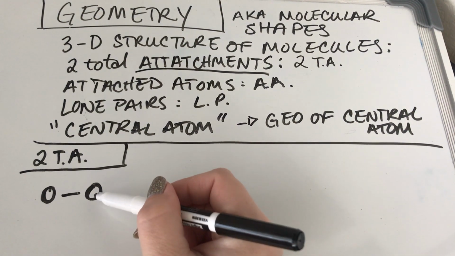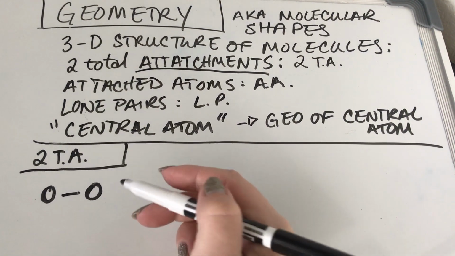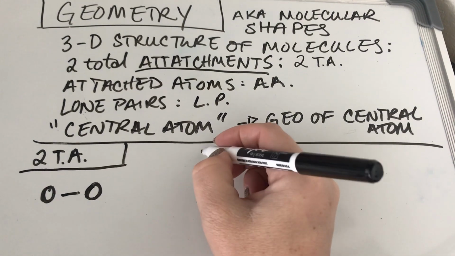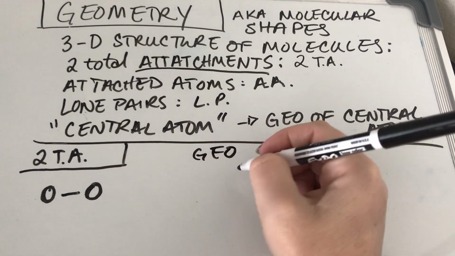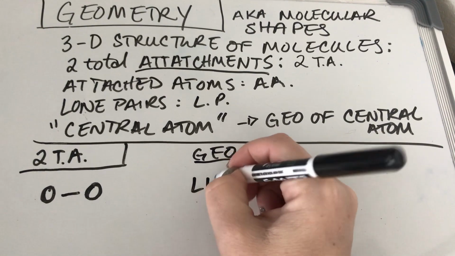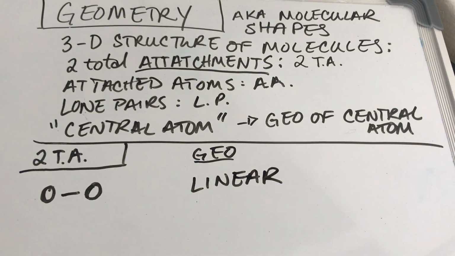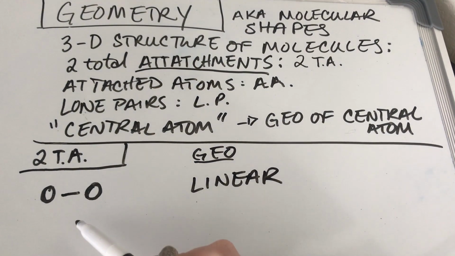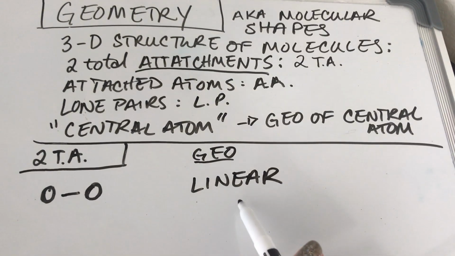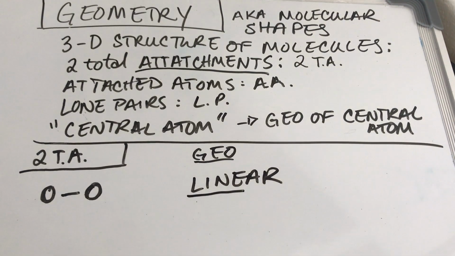So if I have 2 atoms attached, there's only one type of geometry that I can have for this. And that's linear, okay? Basically, the only shape you can make with 2 atoms connected together is a line, right? Hence the name, linear. Everybody all right with that?